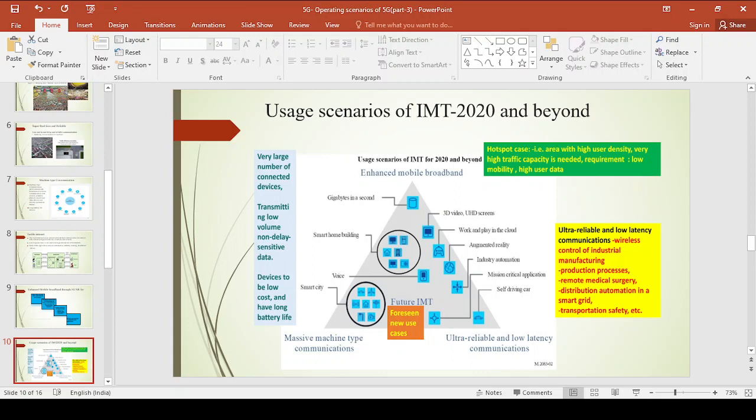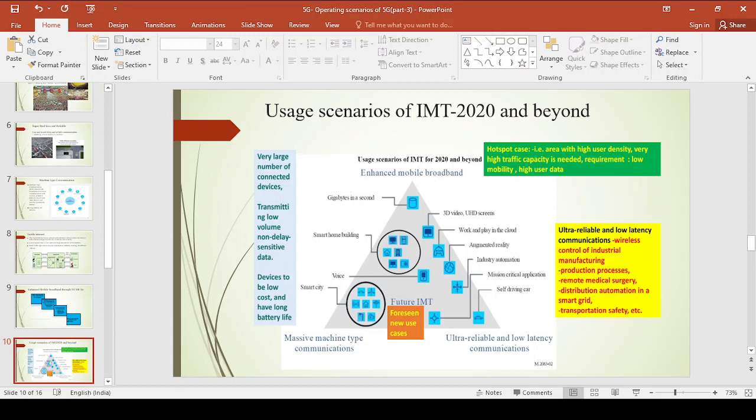Now these usage scenarios are mainly categorized into 3 modules. One is enhanced mobile broadband, and next we have ultra reliable and low latency communication, and next we have massive machine type communication, right? Whatever the usage scenarios that are there for 5G or IMT 2020, those are categorized into 3 main modules: enhanced mobile broadband, ultra reliable and low latency communication, and massive machine type communication.